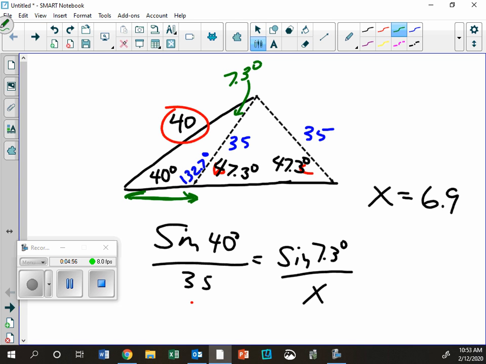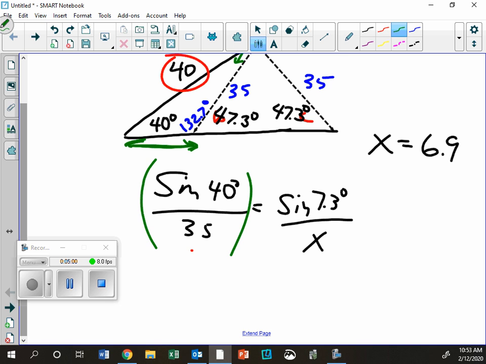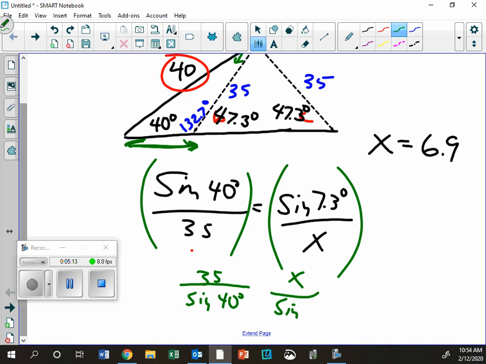So basically, you're saying you flipped both equations. When you put them to the power of -1, you're saying you flipped them, right? So then this is 35 over sine 40. And this one is x over sine of 7.3. And that's one of the reasons you are absolutely right, first of all. And why is it better? Because x is on top. That way I can just multiply both sides by sine of 7.3 and I'll be done.